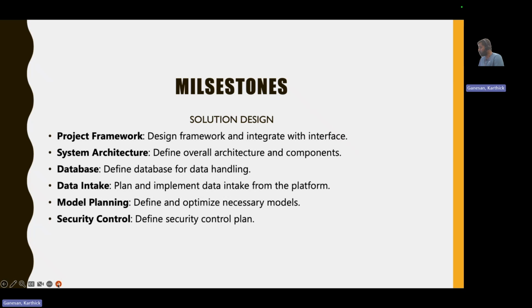Solution design. Let's discuss the solution. The solution is going to include a project framework, and the core of the framework is a machine learning sentiment model, and it is going to be designed by an architecture which will have a front end and back end, a database, and the main component, which is the machine learning model. There will be data intake, which is input and output components, and model planning, designing and curating the machine learning model. And security control is basically setting guardrails around the whole data framework and architecture.